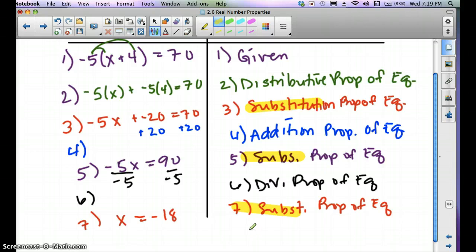So yeah, that's how you write an algebraic proof, pretty much.